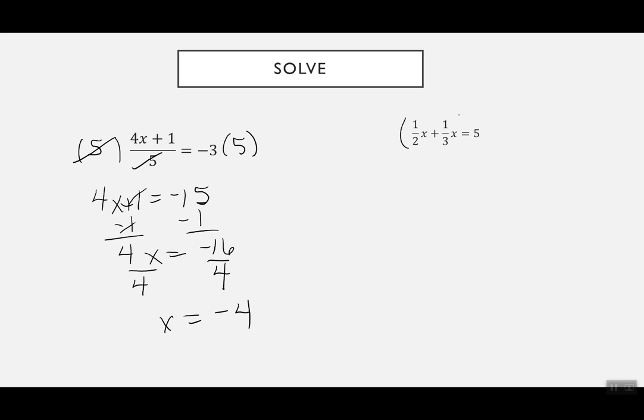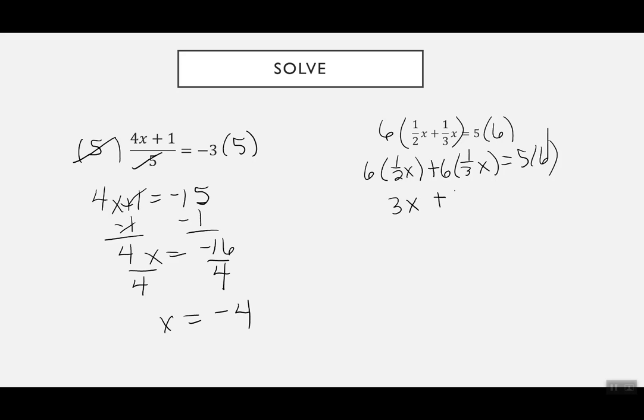Kind of think about how you do math and figure out what works best for you. So you could put a 6 on each side. Just make sure you remember to distribute. So if you think you're going to forget to distribute, it may be better to just start at this step where you do 6 times 1/2 of x, 6 times 1/3 of x, and then the 6 times 5. Okay. So 1/2 of 6 is 3, so I have 3x. 1/3 of 6 is 2, I have 2x. And then 5 times 6 is 30.